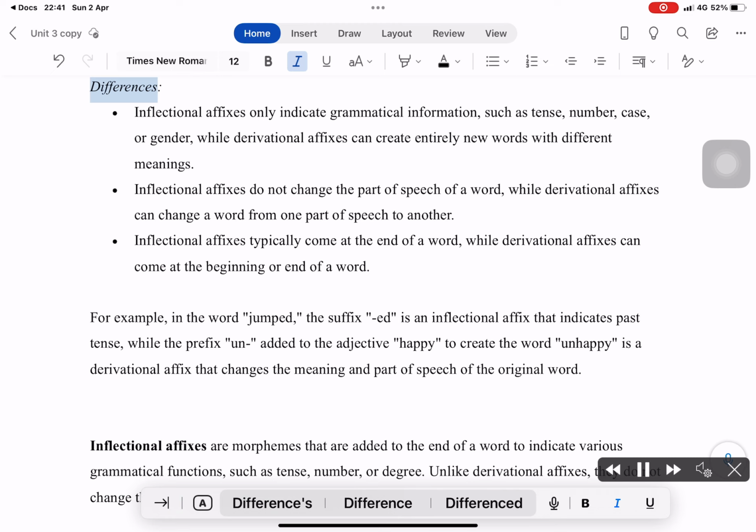Differences. Inflectional affixes only indicate grammatical information, such as tense, number, case, or gender, while derivational affixes can create entirely new words with different meanings. Inflectional affixes do not change the part of speech of a word, while derivational affixes can change a word from one part of speech to another.